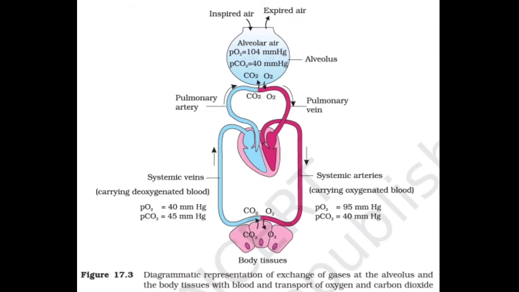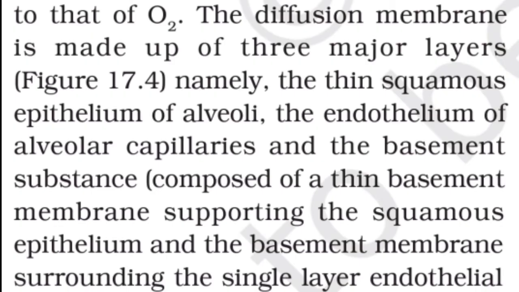This is body tissues. This is CO2 and this is O2. This is partial pressure of O2 equal to 95 mmHg. This is partial pressure of CO2 equal to 40 mmHg. This is systemic arteries (in bracket) carrying oxygenated blood. This is pulmonary vein. This is O2 and again this is O2 and this is alveolus. This is expired air.